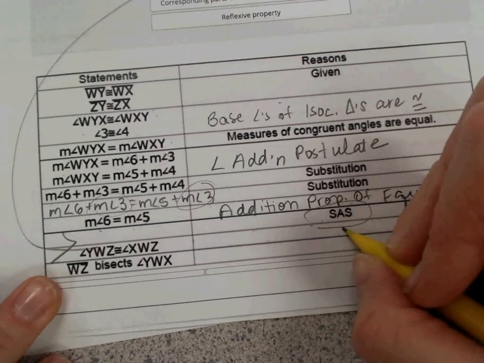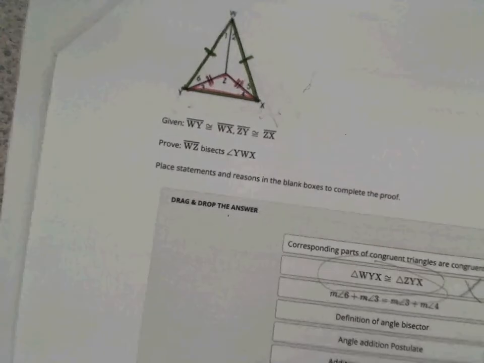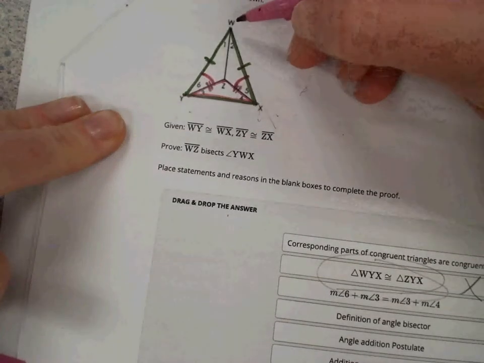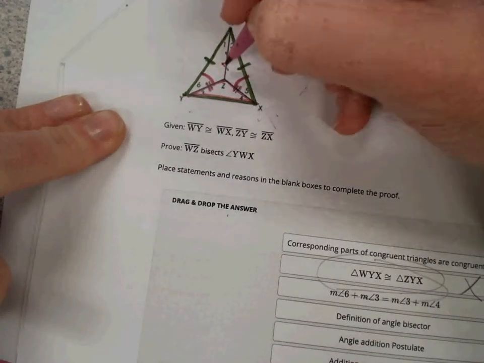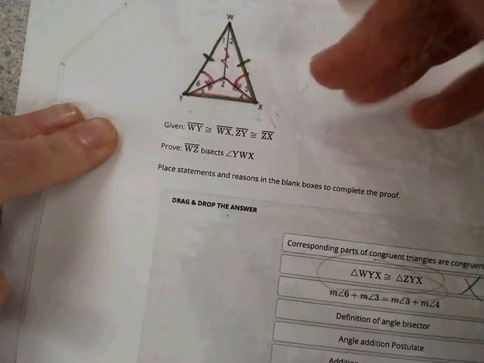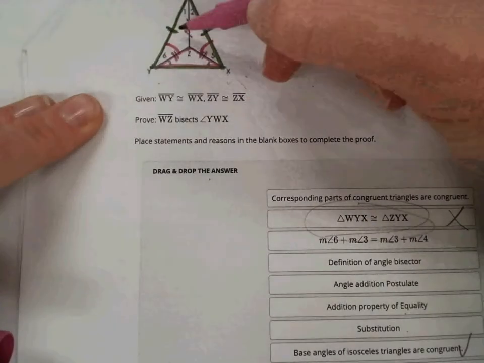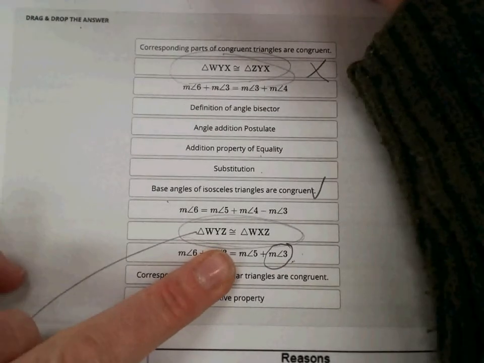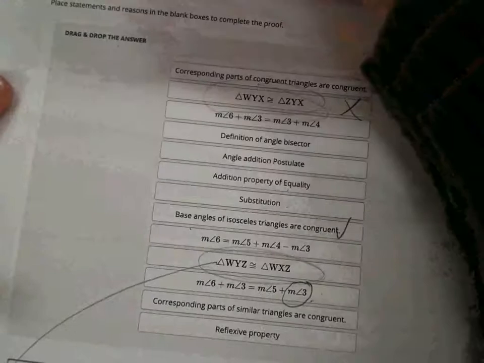Now, what two triangles are now congruent by SAS? Well, we've identified angles 6 and 5 are congruent. So angle 6 here and angle 5. We already know that the two sides are congruent to one another, WY and WX. And we know that WZ is congruent to itself by the reflexive property. Therefore, we have side, angle, side for WYZ congruent to WXZ.